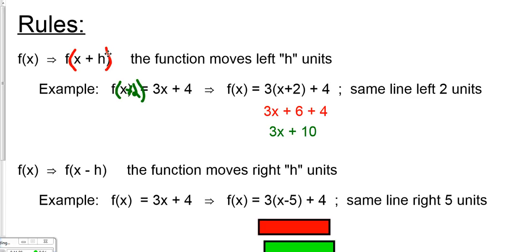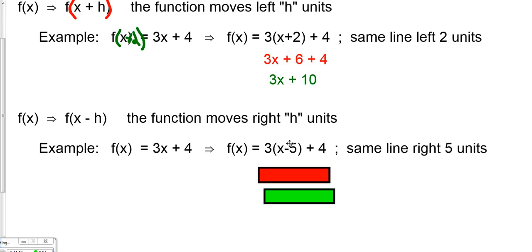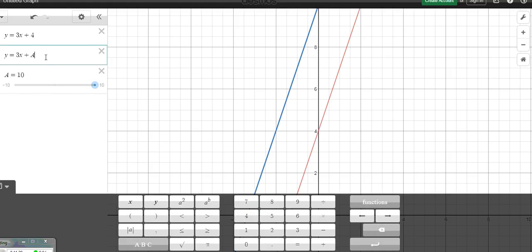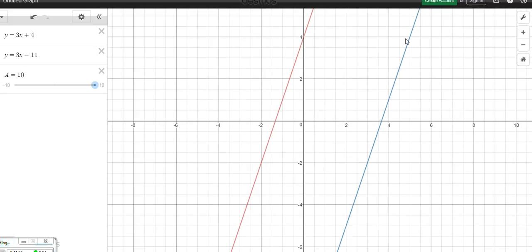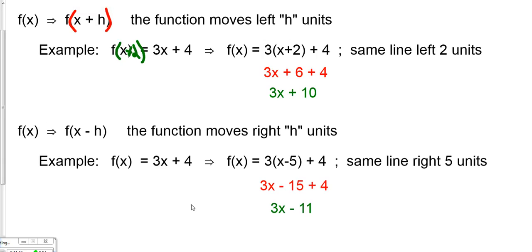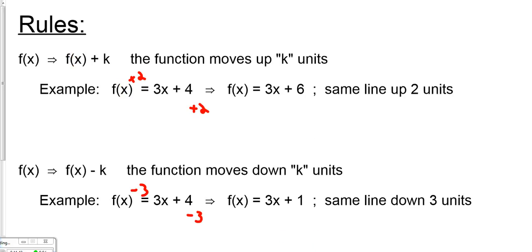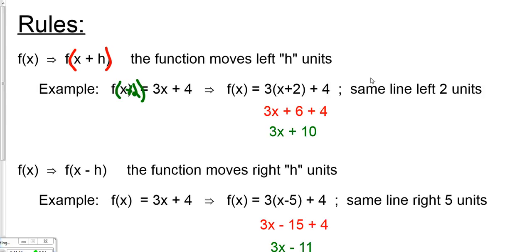Same thing, if I do a plus h it goes left, if I do a minus h, it'll go right. So again, if I did x minus 5, distribute that 3, it would say 3x minus 15. Combine these two, 3x minus 11. So this would then be 3x minus 11. It looks like it's all shifting from here over to the right 5 units. So that would be all of our translations. You can translate up and down. You can translate left and right.